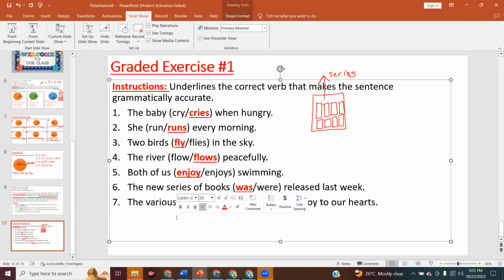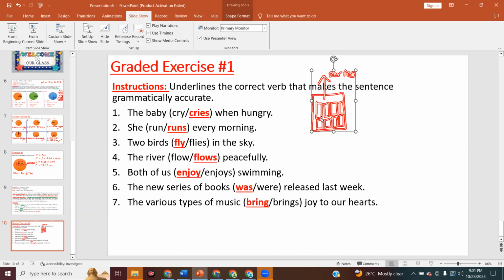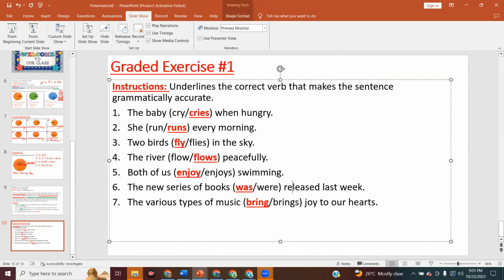Good. One person's got all right. I did not get all right. I got one wrong, was, because I put were instead of was. Good. I get two wrong. Got two wrong? Okay.